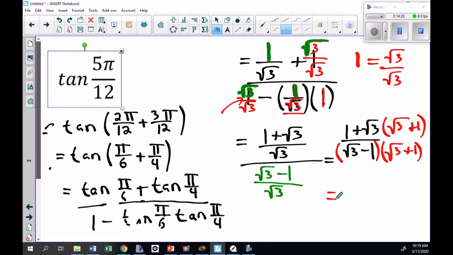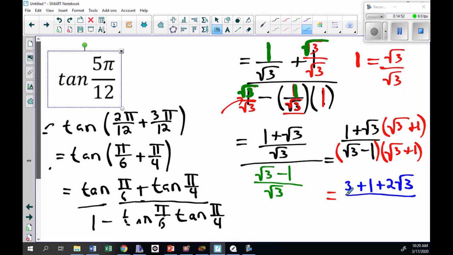Now, once again, we have a perfect square in the numerator, which is kind of nice, and we also have a difference of squares in the denominator. So I'm going to use some of those little tricks to speed this up. I know it's going to be square root of 3 times square root of 3, which is just 3. 1 times 1 is 1. And then we're going to have that middle term. Because it's a perfect square, it is going to be the square root of 3 doubled. So 2 times square root of 3.